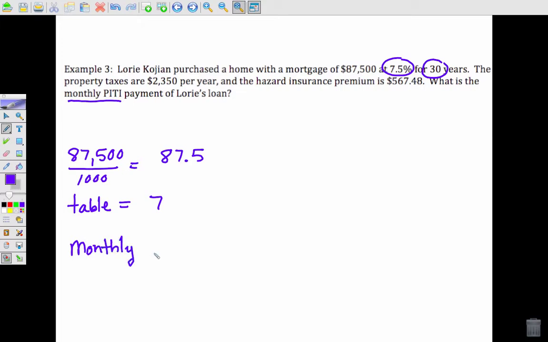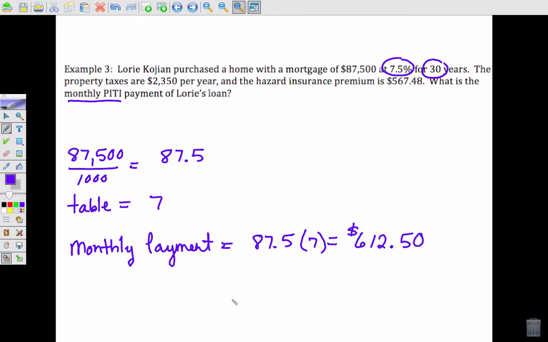So my monthly payment is going to equal 87.5 times 7, and that is $612.50. Okay, so there's our payment. That's just principal and interest.